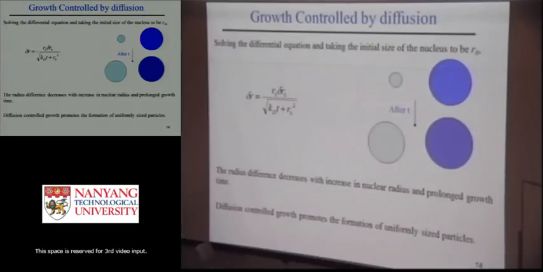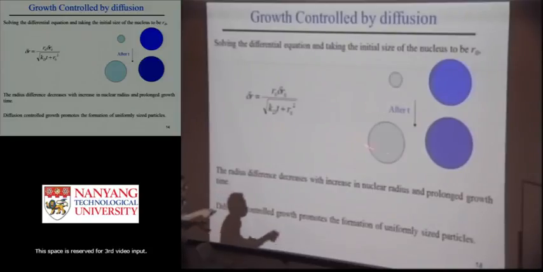So that tells you, initially you have some nuclei with some size difference. Whatever value is given, I don't care. Then after a certain growth time T, the size difference in the final product should keep decreasing. What does that tell you? That means the nanoparticles will become more and more uniform, because the size difference will keep decreasing.